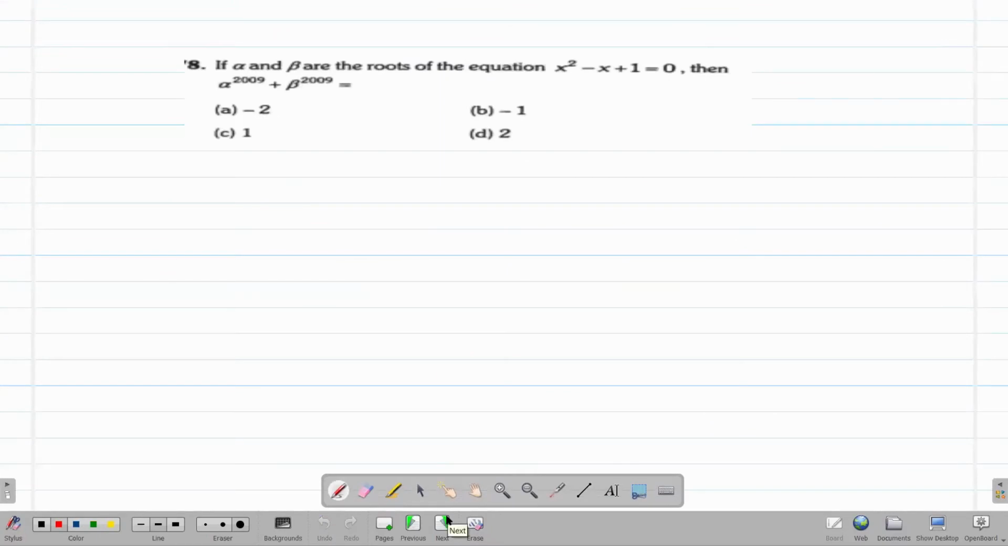The next application is here. As I already told you, alpha and beta are the roots of this quadratic equation, so there is no need to solve. You should know that if we get this type of equation, then my roots are minus omega and minus omega square. So one root is alpha, another root is beta.